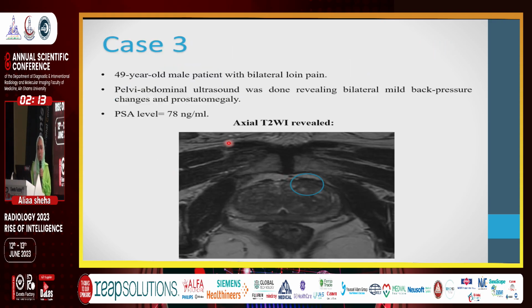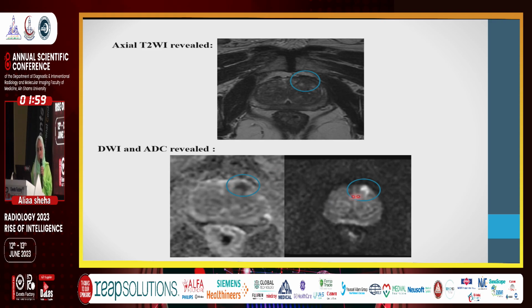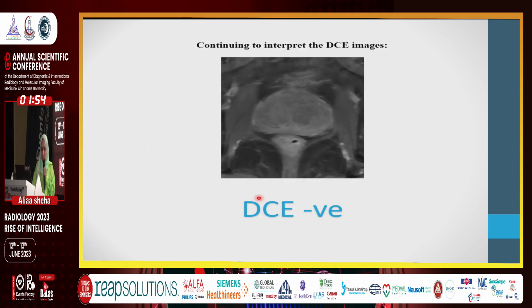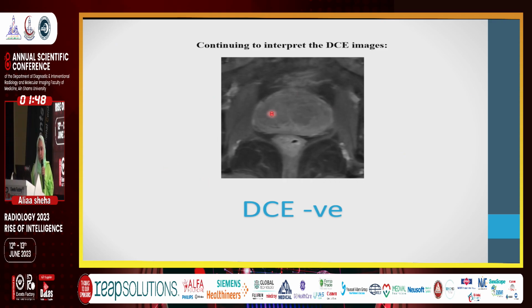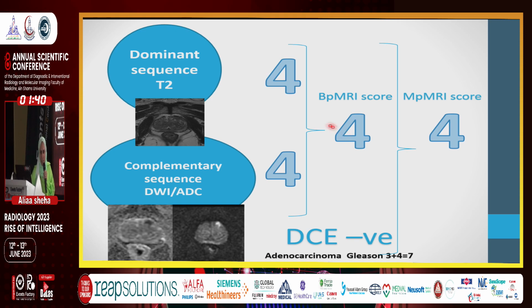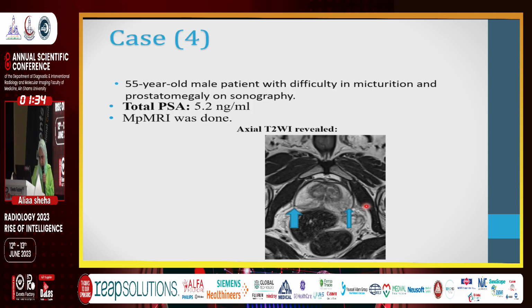Another case is a 49-year-old male with bilateral loin pain and a PSA of 78. We can see here a heterogeneous low signal intensity ill-defined lesion in the left anterior transition zone. We can see corresponding diffusion restriction, which is marked, associated with low ADC value. So this lesion was scored initially as PIRADS 4. By adding the dynamic contrast enhanced sequence, there is no evidence of focal early enhancement in the left anterior transition zone, so the PIRADS remains as PIRADS 4. The lesion was pathologically proven to be adenocarcinoma, Gleason 3+4.